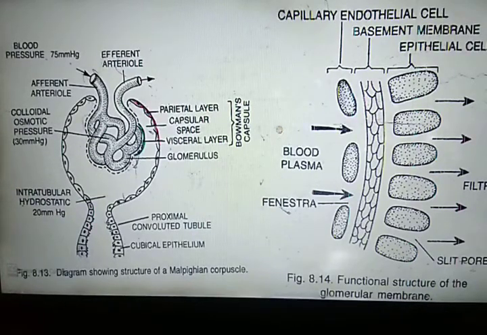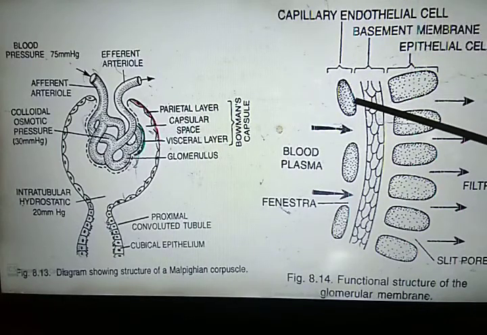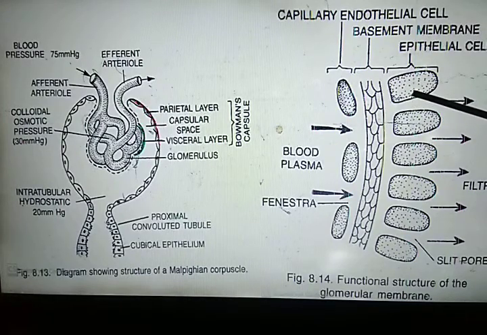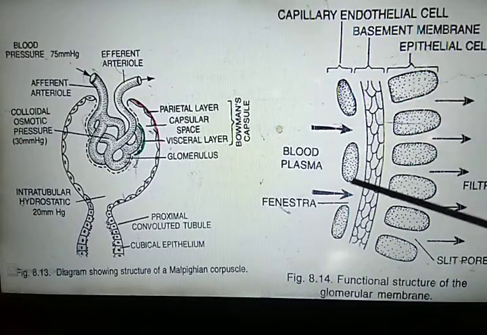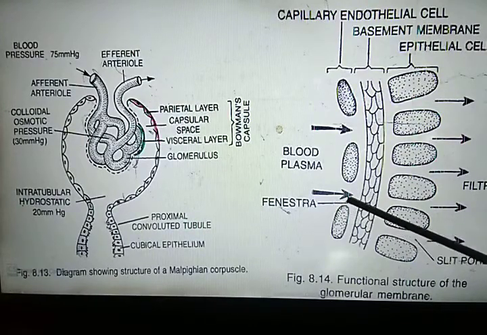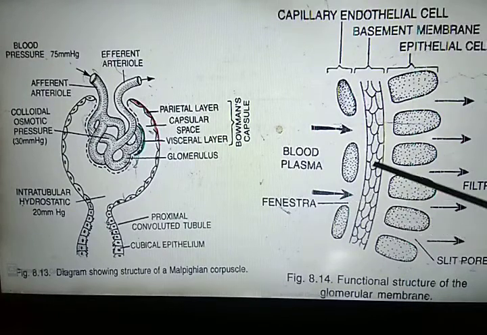Now what do you mean by filtration membrane? The filtration membrane consists of three layers: the endothelium layer of the glomerular capillaries, the basement membrane, and the visceral layer of the Bowman capsule. These three layers together are known as the filtration membrane. And filtration takes place with the help of two types of pores. Number one, fenestrae. These pores are present in the endothelium layer of the glomerulus, and the second pores are slit pores, which are present in the visceral layer of the Bowman's capsule.